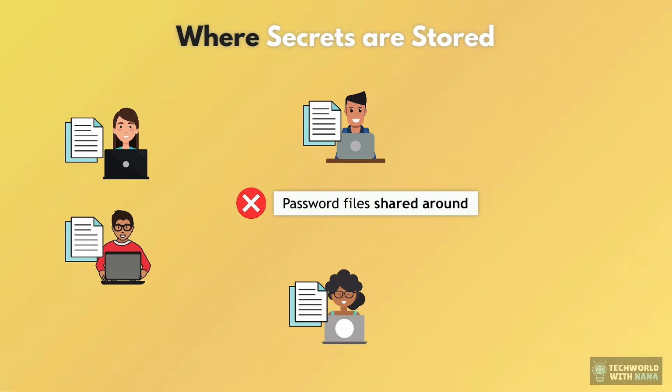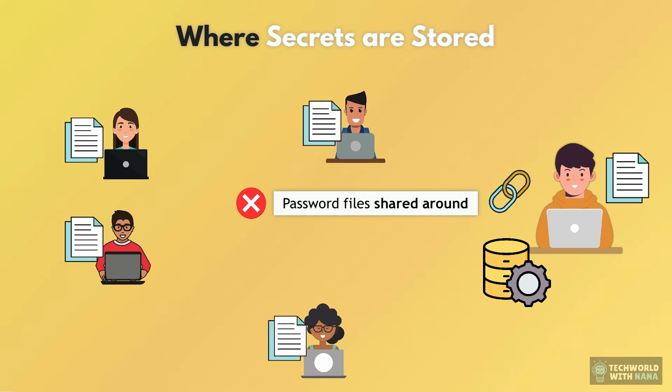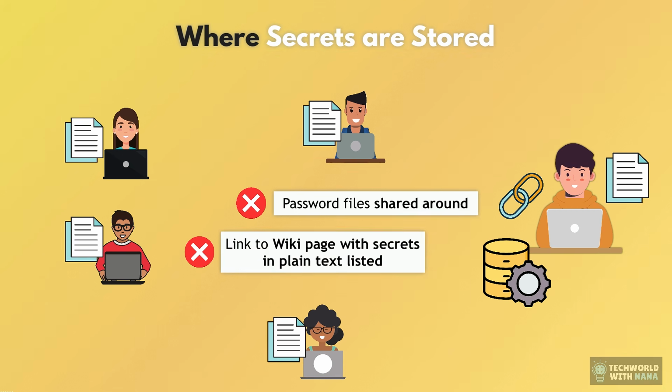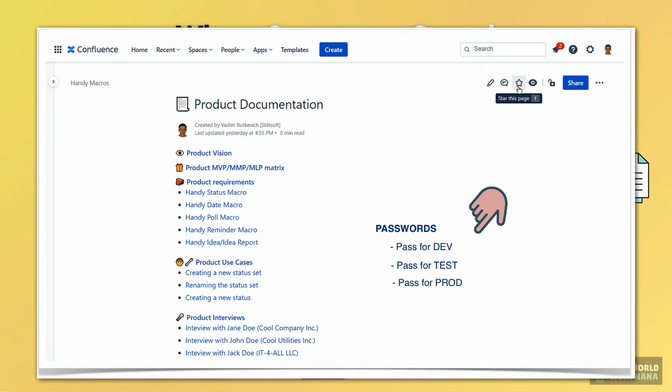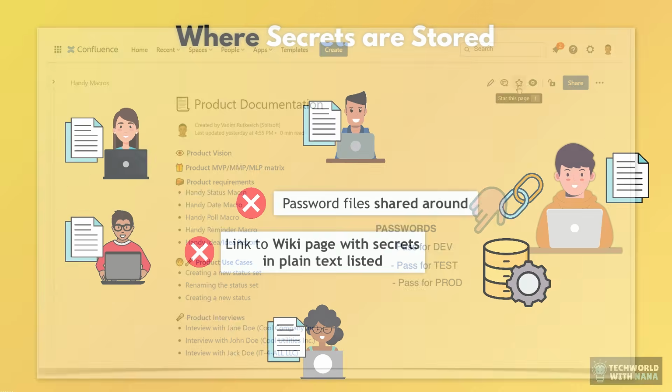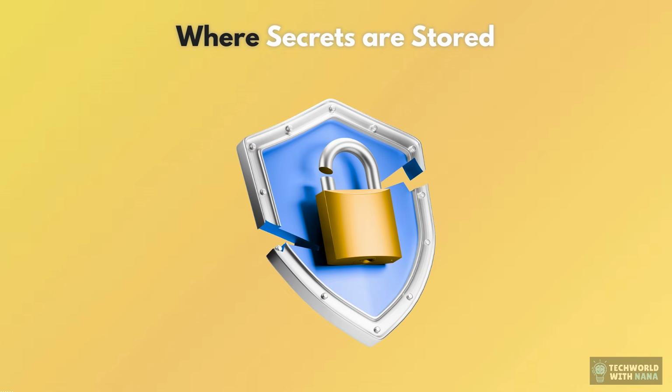So when a new junior engineer asks, hey, I need access to the dev database to test my code changes, where do I get those credentials? They may get this password file, or even worse, get a link to a Confluence page which has a list of database credentials for each environment in plain text, which actually happens in real life and is a huge security failure, of course.